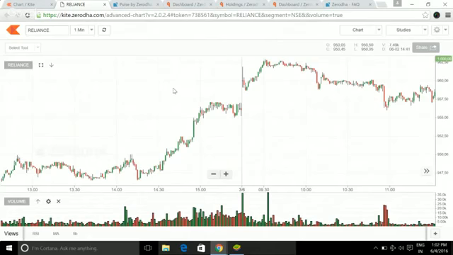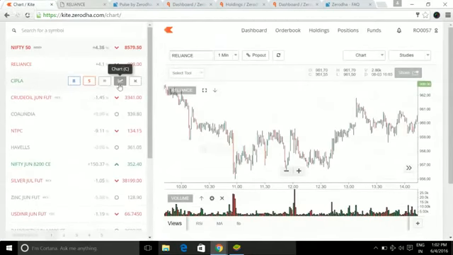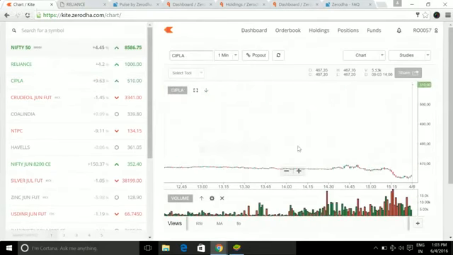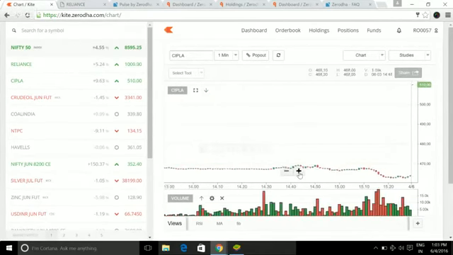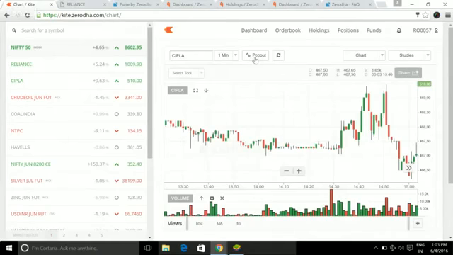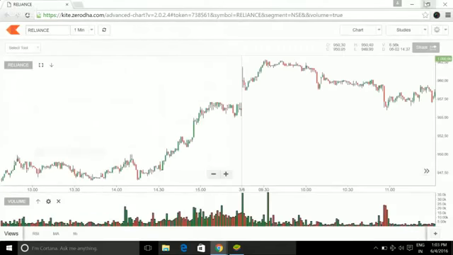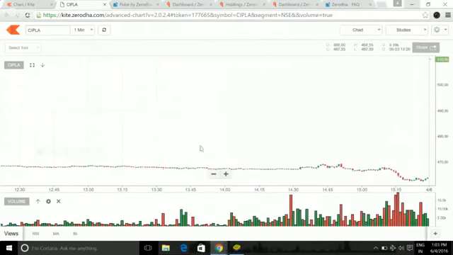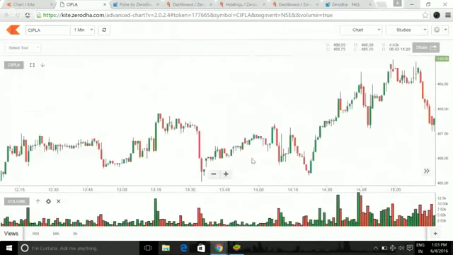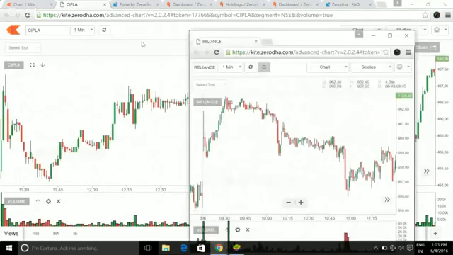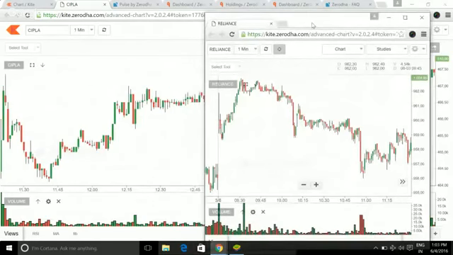Now you can actually have multiple pop-outs. So if you want to pop out a chart for Cipla, for example, you click on this, and this is again because of mock data. Click on pop out. So you have two charts popped out now. One is Reliance and one is Cipla. Again, as I said, if you have multi-monitor setups, you can pop out as many charts as you want and look at them for studies.